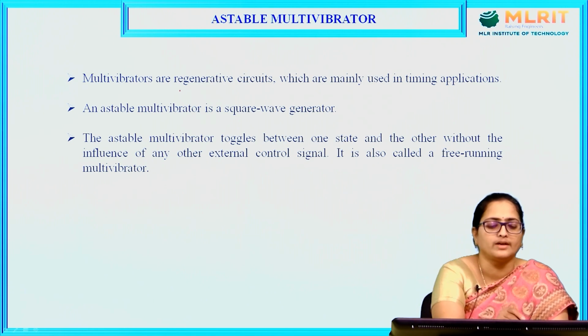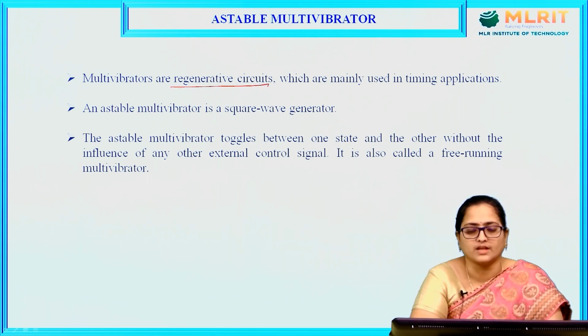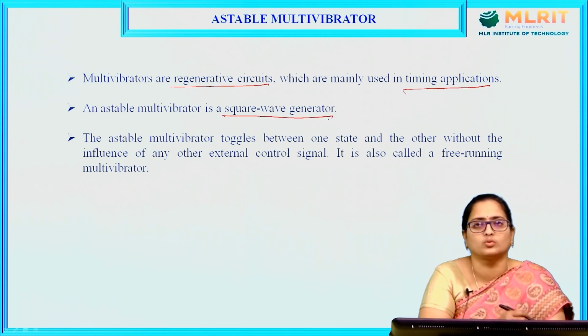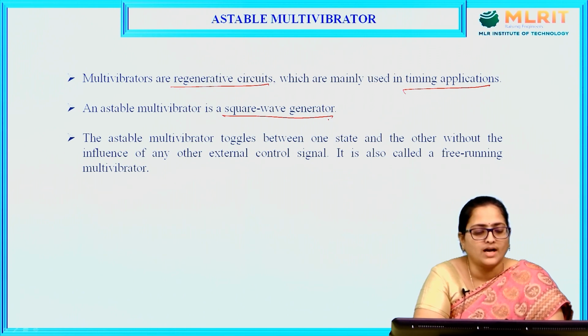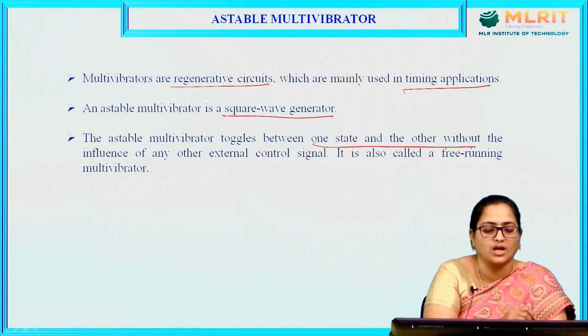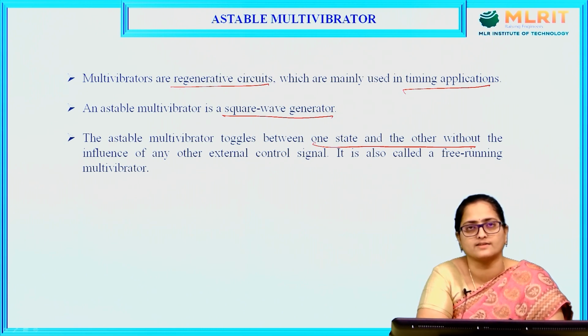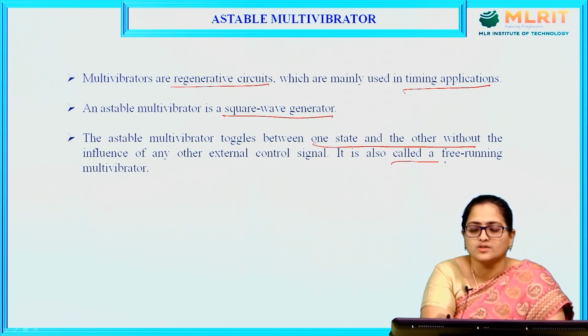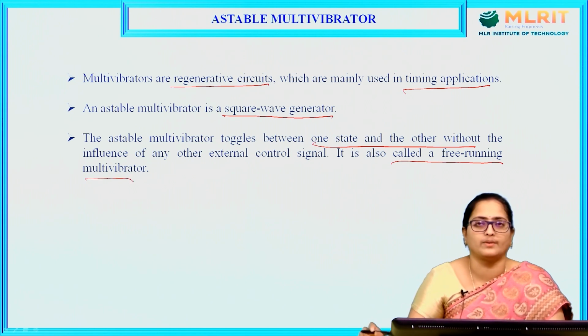Generally, multivibrators are regenerative circuits which are mainly used in timing applications. An astable multivibrator is a square wave generator. An astable multivibrator toggles between one state and the other without any external control signal. It is also called a free running multivibrator, or a square wave generator.